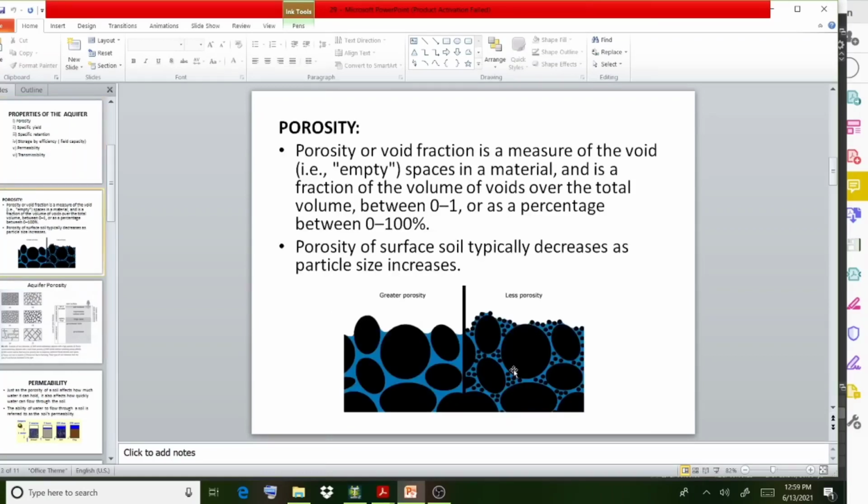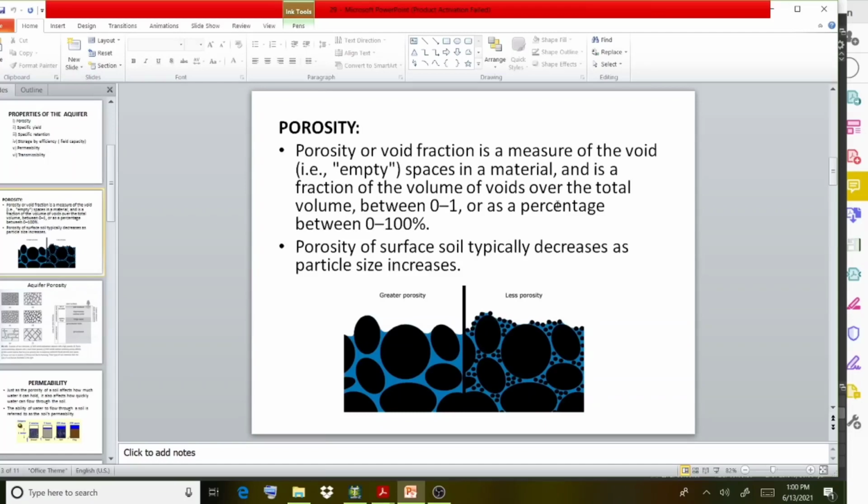Actually, what do you mean by porosity? It is a measure of the void spaces in a material. How much void space is there in a material, if you consider a soil section, how many voids or empty spaces are there. That fraction, or that magnitude, is called porosity, or it is the fraction of the volume of voids over the total volume. You already studied this term in your geotechnical engineering: porosity, then void ratio, all those terms.